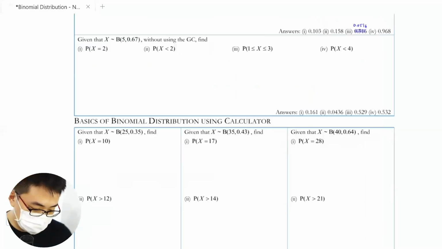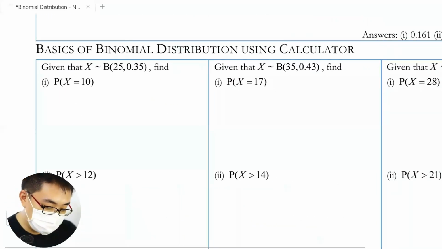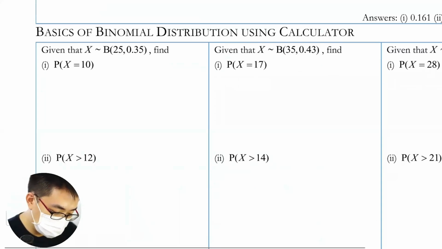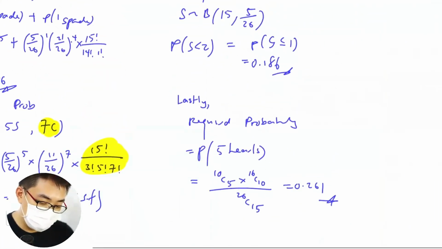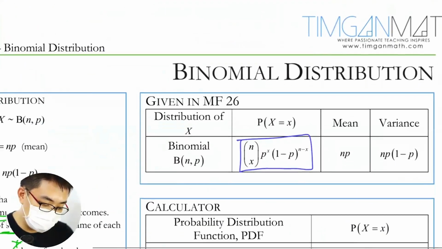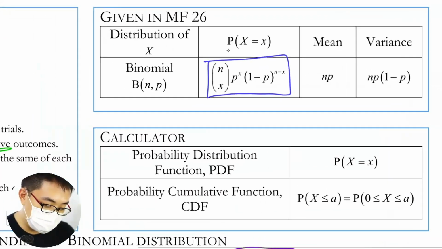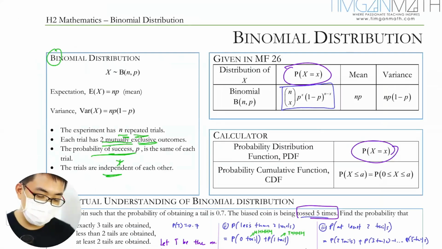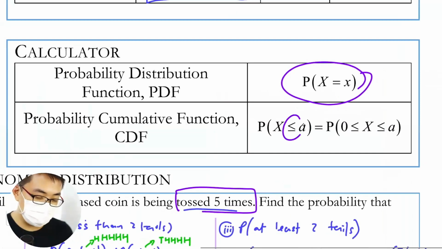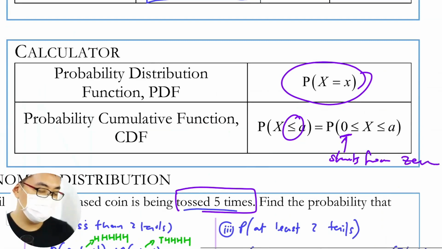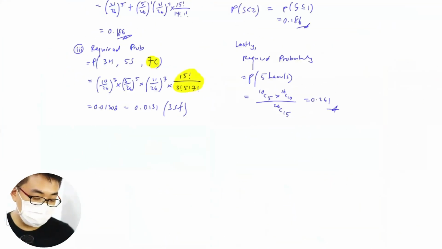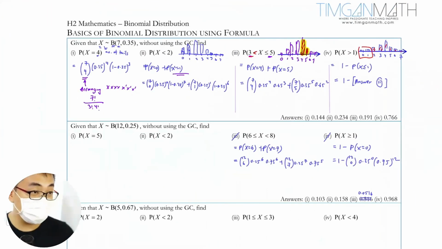This part here, this is PDF. Okay, probability density function. So your calculator will always have an equals sign. This is PDF, so this is P(X = x). Okay, cumulative CDF will always be less than or equal to, and we always start counting from 0. See, it starts from 0. Okay, so just remember that. So CDF, PDF, C stands for cumulative.